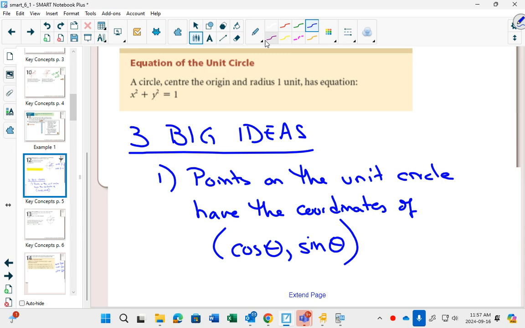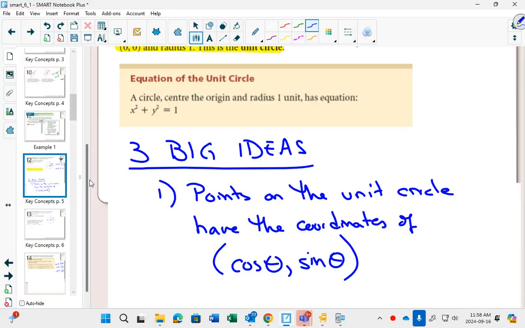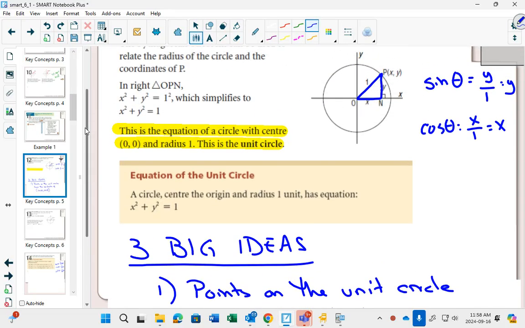Big idea number 1 is now, instead of using x and y for points on a circle, you can use the angle in standard position and cos theta and sine theta. This is like big idea number 1 from our chapter. Big idea number 2.